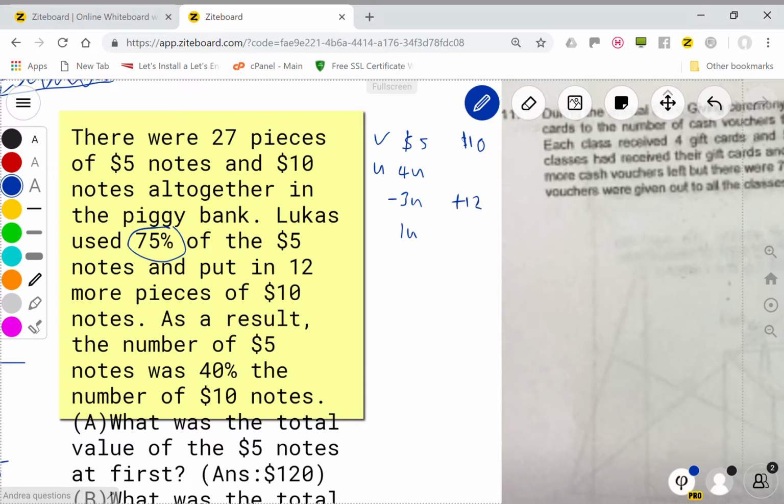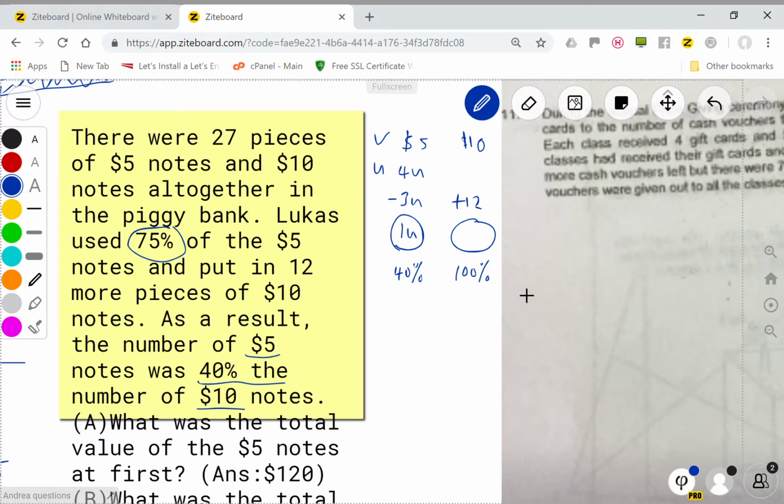$10. As a result, the number of $5 notes was 40% of the number of $10 notes. So you see the number of $5 is 40%. This one is 40%, and the one over here is 100%. Can you see that? This one must be 40%, and this has to be 100%.